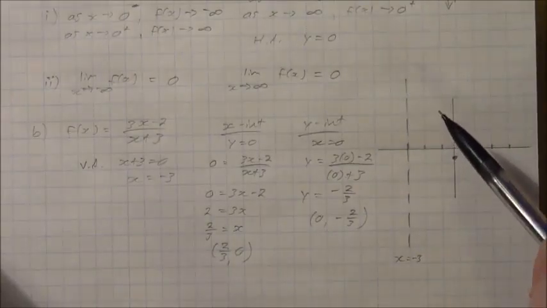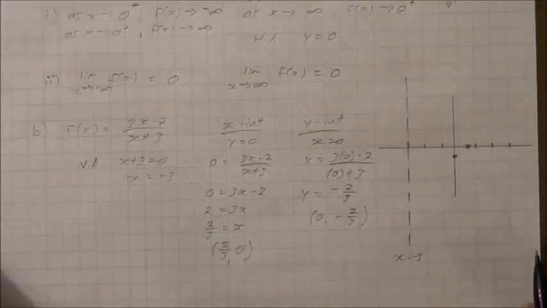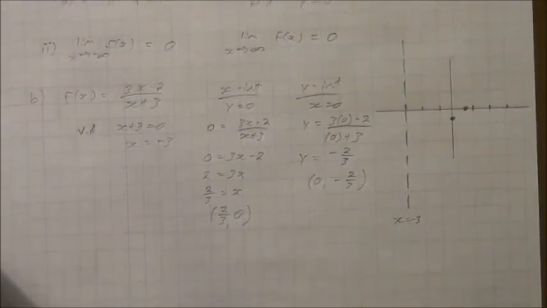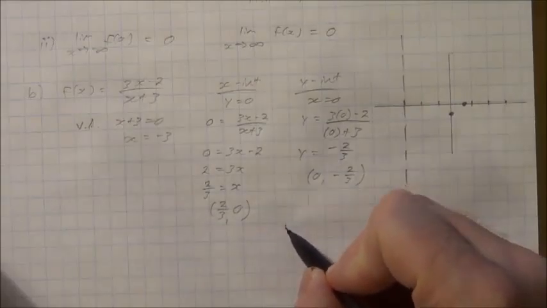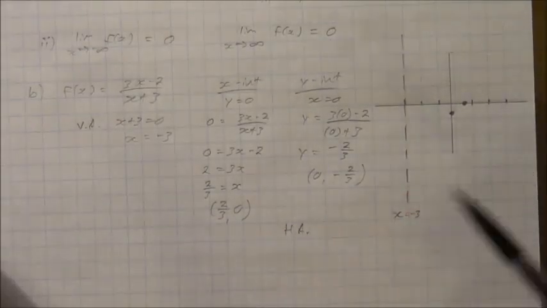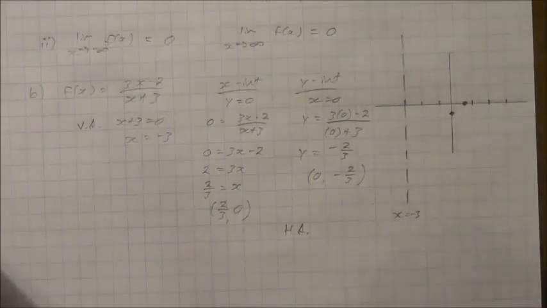Now the one small thing we have to do is find out what the horizontal asymptote is. And the horizontal asymptote is what I usually state, because I mentioned this before, the horizontal asymptote only applies for very, very large values of x.